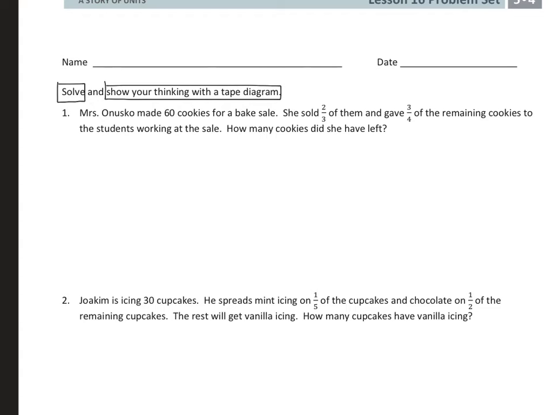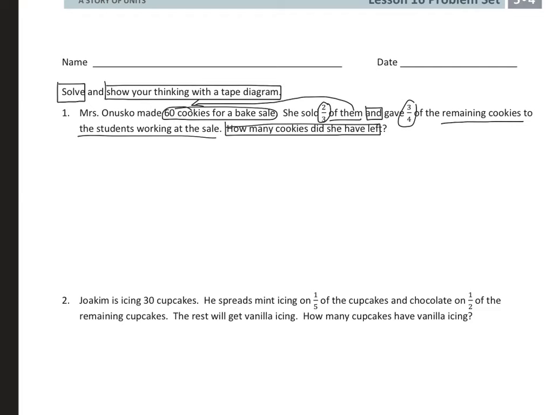Mrs. O, we'll call her Mrs. O, made 60 cookies for a bake sale. Okay, that makes sense. She sold 2/3 of them. Of what? Of them? That refers back to the 60 cookies. And, I'm going to put a little box around the word and, gave 3/4 of the remaining cookies to the students at the sale. How many cookies did she have left over? So that's kind of what we're trying to find.